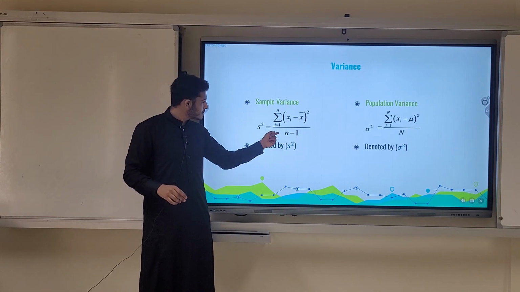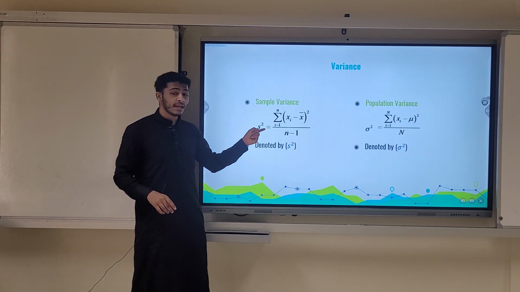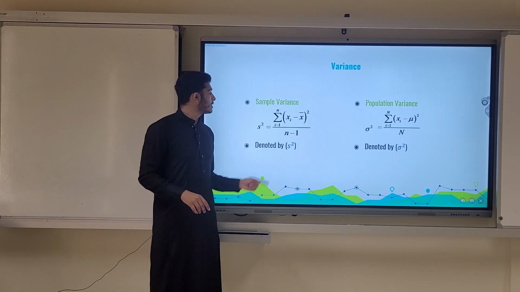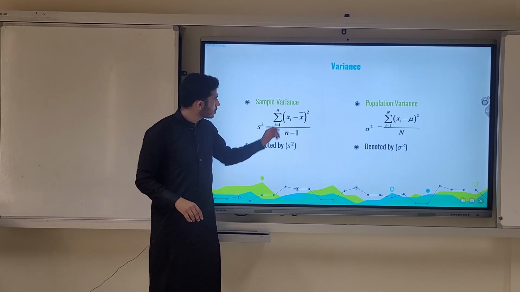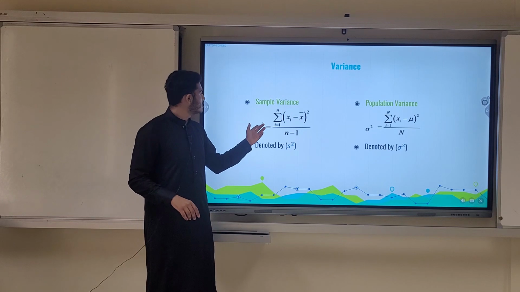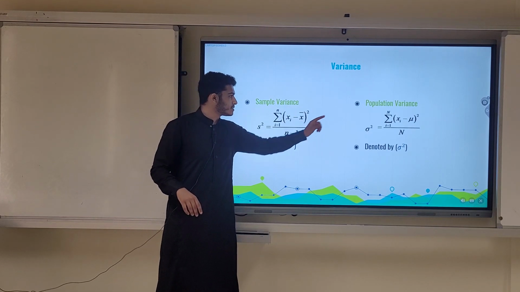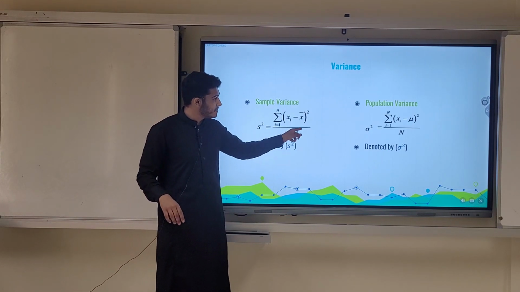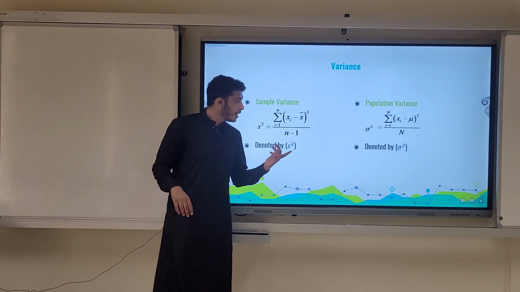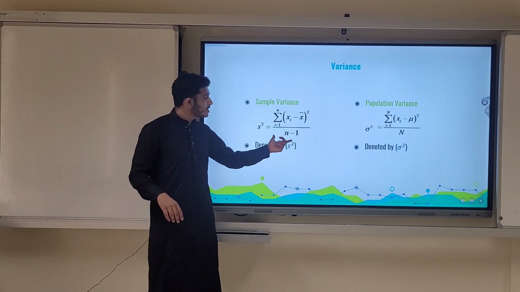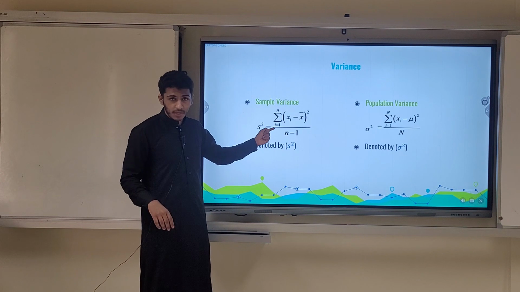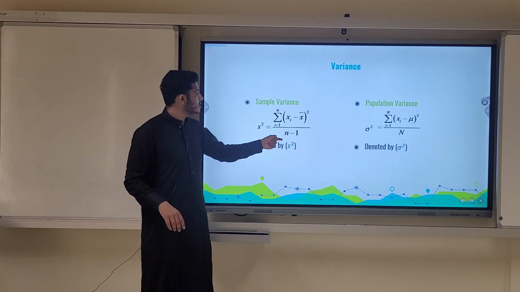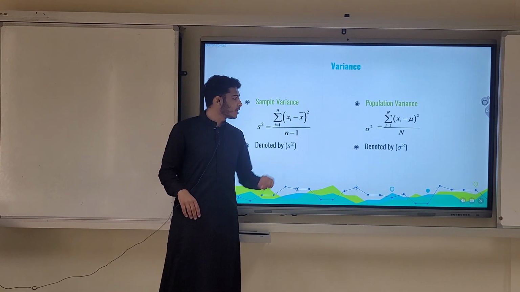And this bottom part is n minus 1. Here is the calculating difference between the sample mean and the population mean. Of course, there is a difference in notation, where S square is the sample variance and population variance is sigma square, and you have the x bar as the mean and mu as the mean. But this part is actually the calculating difference, where you have to subtract 1 from the sample size, and here in the population it's left alone.